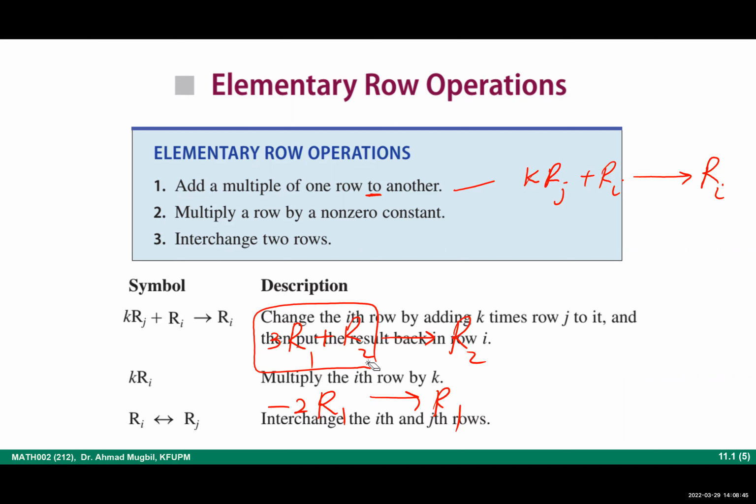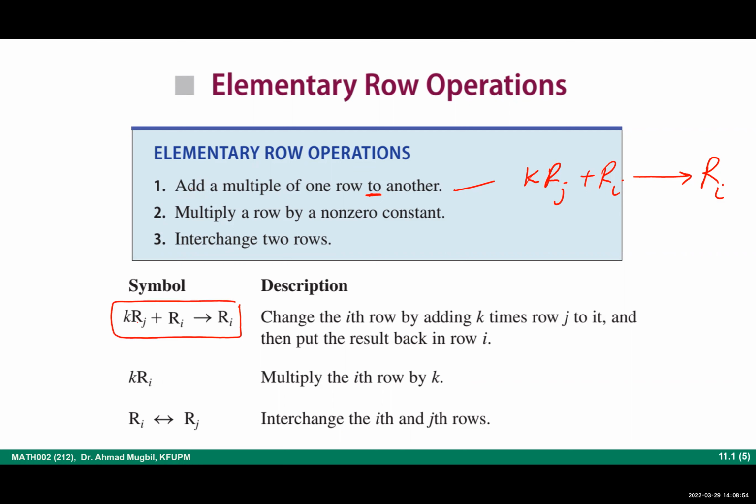So these are the 3 and only 3 elementary row operations that we have here. Let's revise them, ya shabab. What is this? Multiply row number J by K and then add the result to row number I and write the total on RI. Multiply row number I by K and write the result in RI. Now interchange RI and RJ.